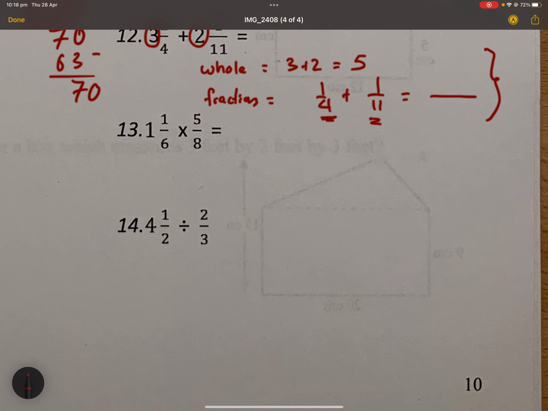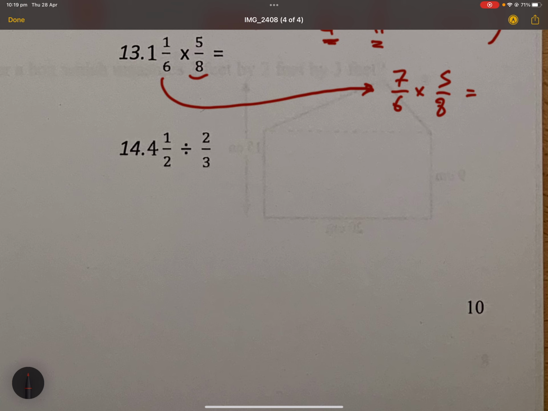Next one, to multiply. We cannot multiply mixed numerals with just a normal fraction. You need to change this one to improper fraction. So to change it from mixed numeral to improper, take the big number, multiply by the bottom number there. So 1 times 6 is 6, and then you're going to add with the top number 1, which is 7 over whatever the fraction is there. This fraction happened to be this 6. So this will be 7 over 6. That's the improper fraction there. And then you're going to multiply by 5 over 8. So you can do that on your own.